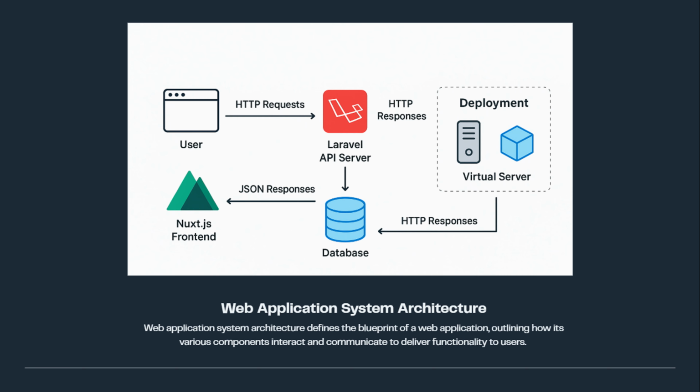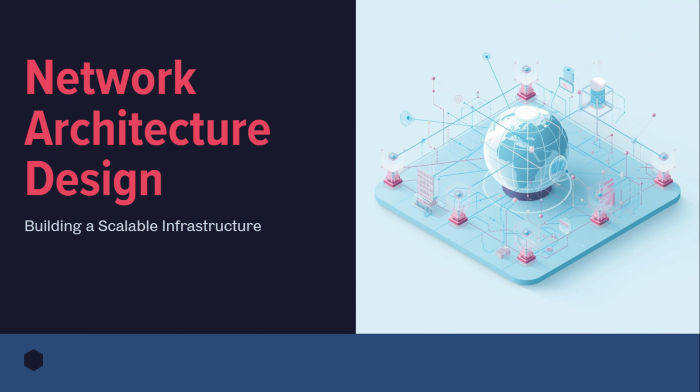and dynamic experience. On the right side, you can see the deployment section, where the entire application can be hosted on a virtual server, for example inside VirtualBox or a local server environment. This setup shows the complete flow of data from user request to the Laravel backend to the database and back to the frontend. Now let's move on to part 2, which is my network architecture design.